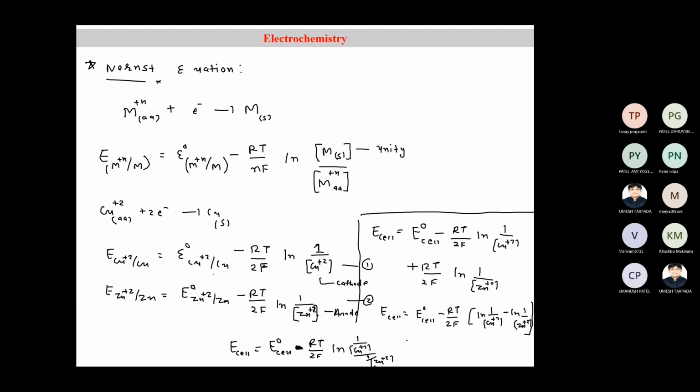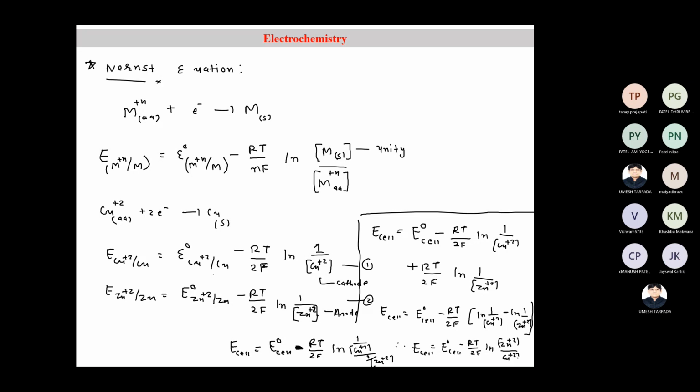The denominator's denominator goes up. So it becomes E cell is equal to E standard minus RT upon 2F ln Zn plus 2 upon copper plus 2, that is anode upon cathode. This is your Nernst equation.